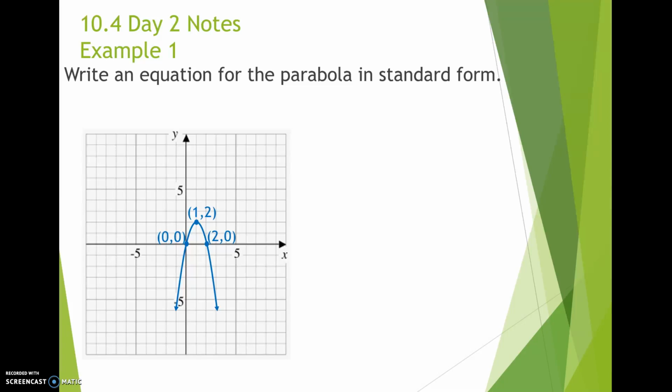Today we are writing equations for parabolas. Again, this book calls it standard form, but we know it as vertex form. So I will always give you the formula: y equals a times the quantity x minus h squared plus k. The biggest thing that people forget is to write the square. Do not forget to write the square.